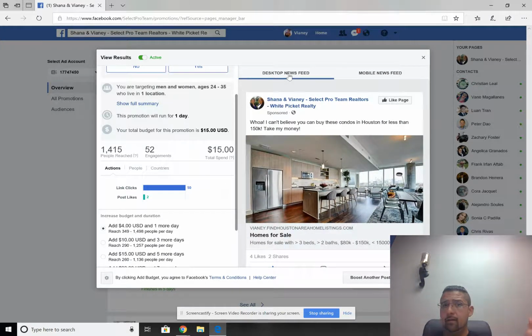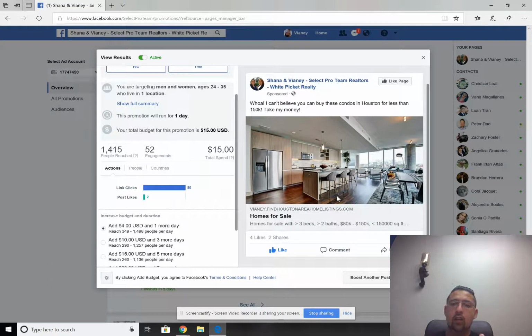This is a pretty good advertisement. It's, whoa, I can't believe you can buy these condos in Houston for less than 150K. Take my money. And you see, we selected a picture here, and you can say that we're guilty of clickbait, and that's exactly what we're doing. Obviously, this condo is not a $150,000 condo, but we want people to see that. We want them to say, wow, what other condos are available? And what this page leads to is a search for condos in a specific area that are less than $150,000.